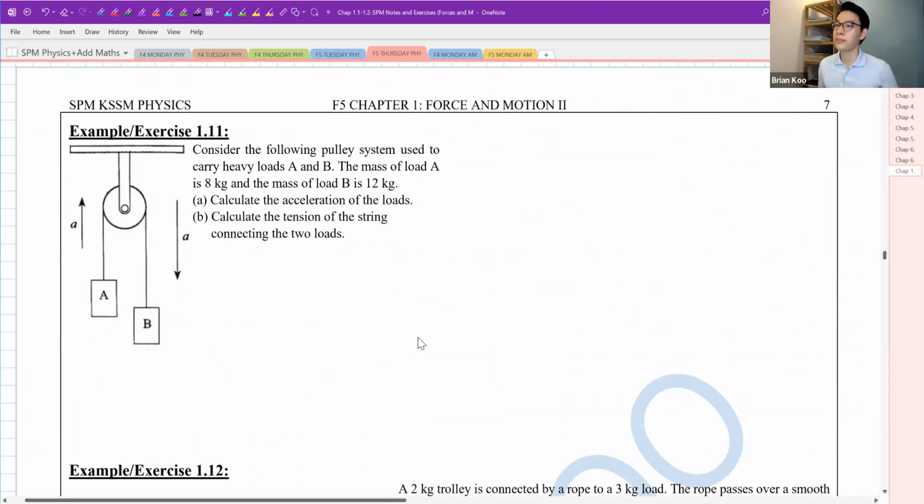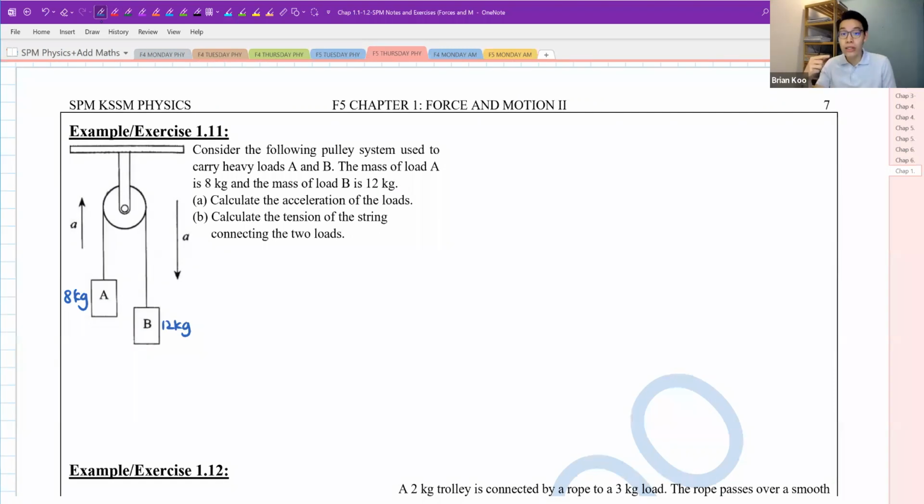Okay, next question. Page 1, question 1.11, page 7. Consider the following pulley system used to carry heavy loads A and B. The mass of load A is 8 kg, okay? And then B is 12 kg, okay? Calculate the acceleration of the loads.